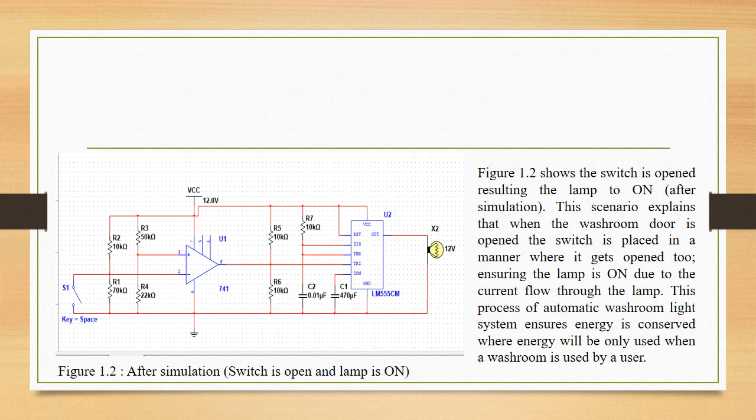Next is figure 1.2, after simulation, where the switch is open and the lamp is on. So basically figure 1.2 shows the switch is open, resulting in the lamp being on. This scenario explains that when the washroom door is opened, the switch is placed in a manner where it gets open, ensuring the lamp is on due to the current flow through the lamp. This process of the automatic washroom light system ensures energy is conserved, where energy will only be used when a washroom is used by a user.